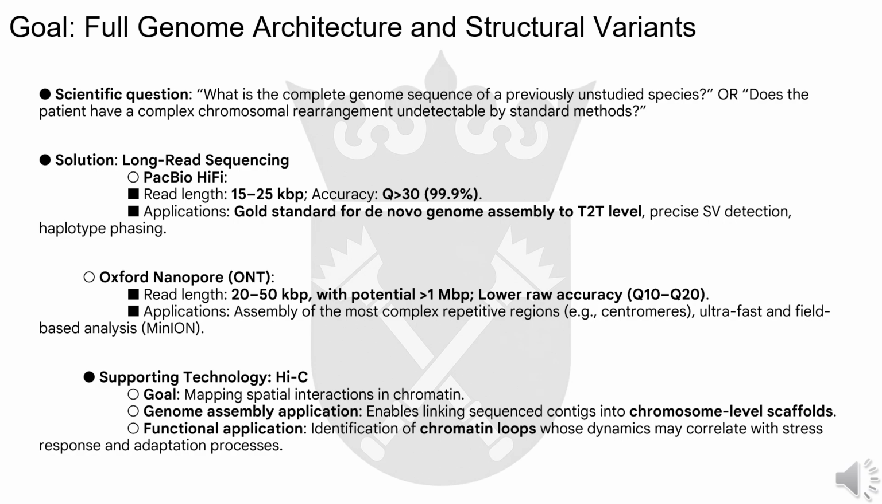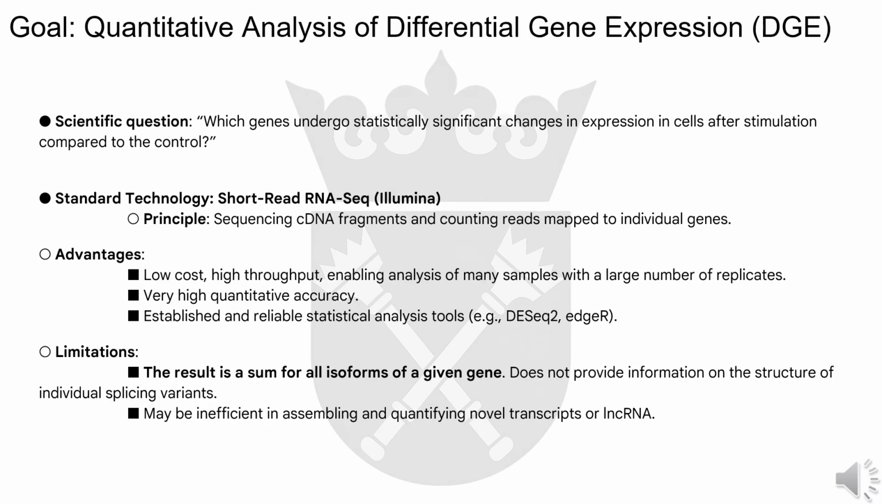This not only helps in assembling the genome to the chromosome level, but also allows us to study genome organization in the cell nucleus, which is important in stress responses and diseases. When our goal is to compare gene expression between groups, for example, to find out which genes change expression levels after stimulation or treatment, we usually turn to RNA-seq on the Illumina platform.